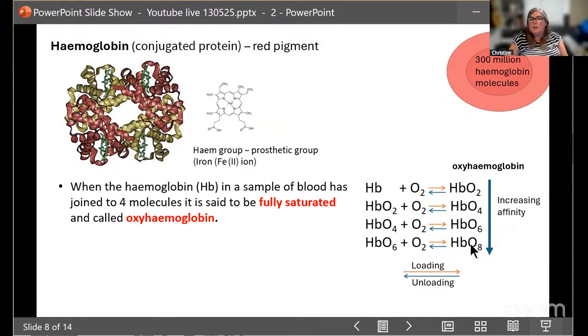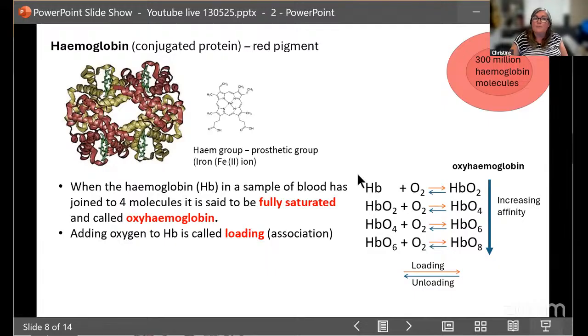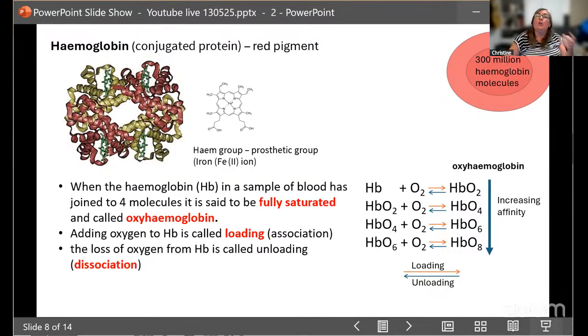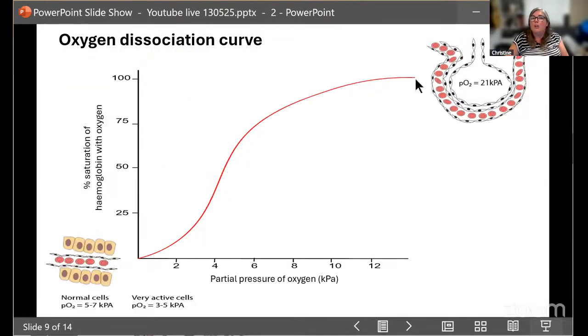The more oxygen attached, the more the affinity is increased. When we are adding the oxygen, we say we are loading it, that's association. When we are losing the oxygen, that is unloading, okay? So this is the oxygen dissociation curve. We can see at which point it's saturated up here at 100, if it's 75% saturated, 50% saturated, or 25.